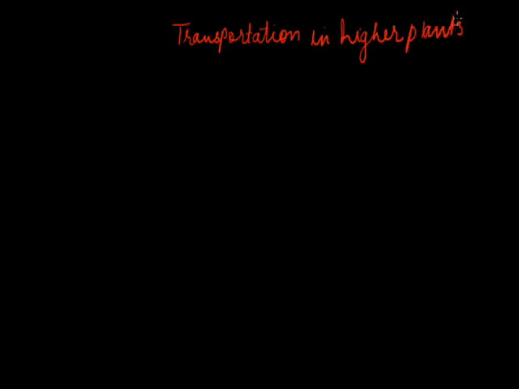Now let us first talk about the transportation in higher plants. Then we'll switch on to the animal part. Actually, the higher plants have a specialized system for the transportation of materials inside the body. This system is called a vascular system or vascular tissues of the plants.